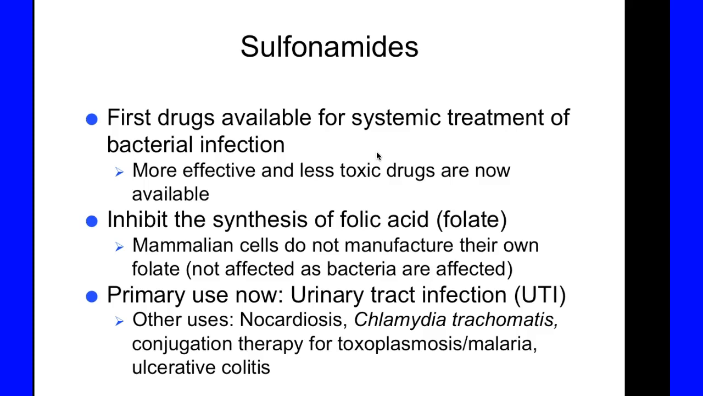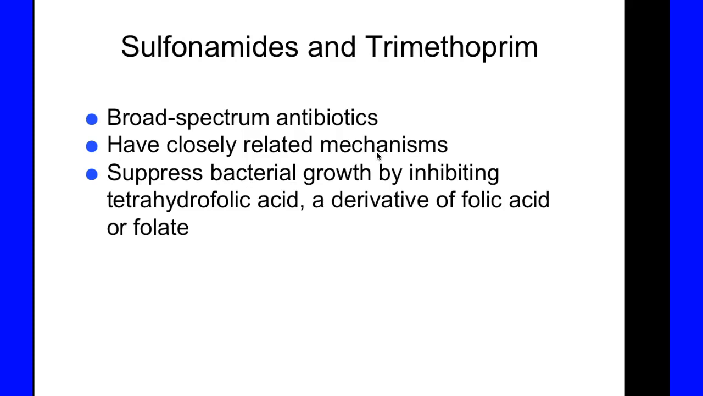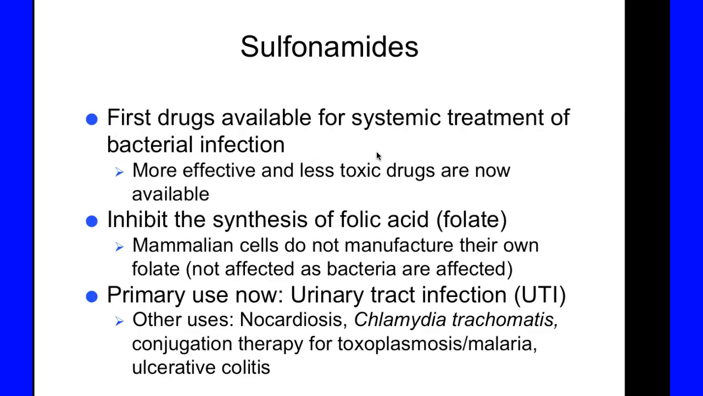And it inhibits the synthesis of folic acid, which I had talked about. So mammalian cells do not manufacture their own folate, so they're not affected as bacteria are affected. I don't really know what that means, I'll tell you the truth. But I do know that bacteria has a derivative of folic acid, and the way these drugs were put together is to inhibit that tetrahydrofolic acid in the bacteria, and so that'll suppress bacterial growth. So I hope that makes sense.